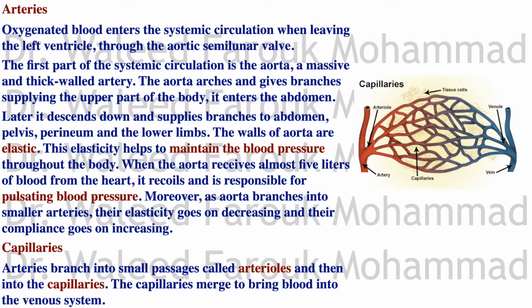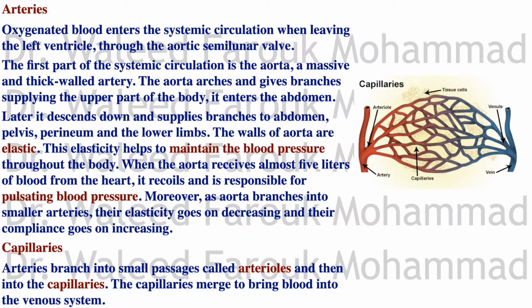As it goes down, it gives spinal arteries and intercostal arteries that supply the ribs and intercostal spaces. Then it enters the abdomen through the aortic opening at the level of T12, where it becomes the abdominal aorta and continues to supply the abdomen and pelvis by its branches. The terminal branches are the right and left common iliac arteries.